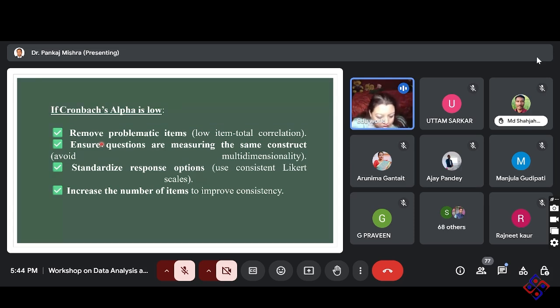Standardize response options, use a consistent Likert scale. Like one time I'm using the 5 point, again I'm using the 7 point. It can't happen that way. So there should be consistency.